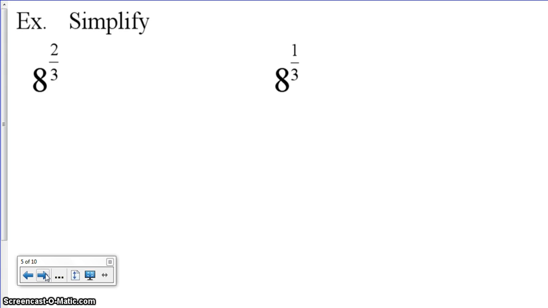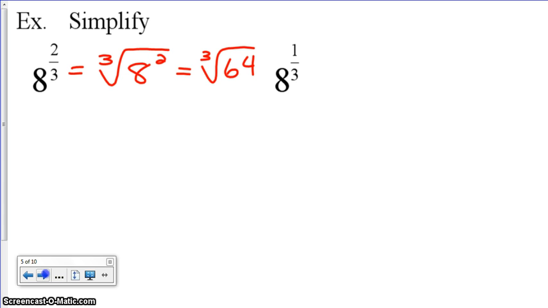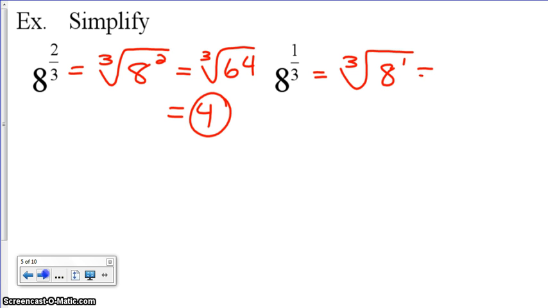If I move on, when I simplify this for my examples, what it means is that I'm going to write this as the cube root of 8 squared. Well, if we think about it, the cube root of 64 can be simplified to equal 4. Or, next thing, cube root of 8 to the first power just gives me 2.